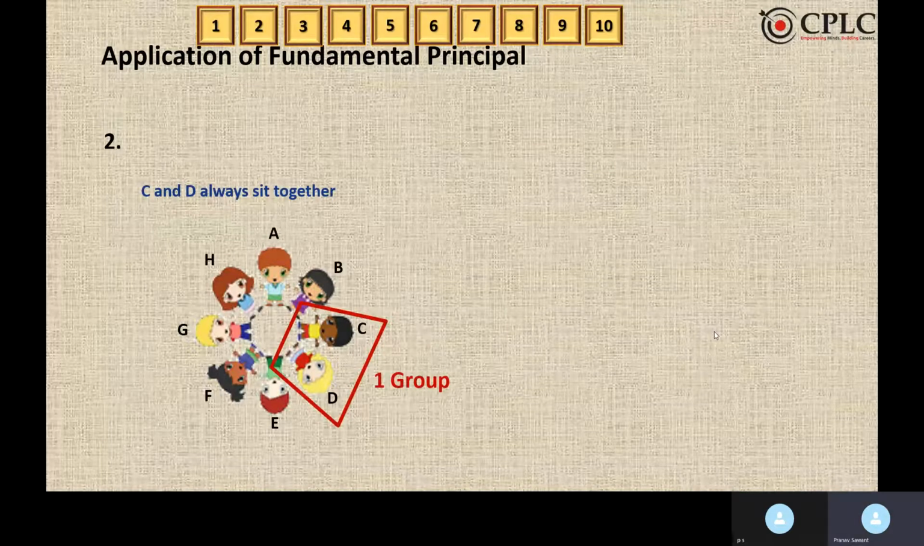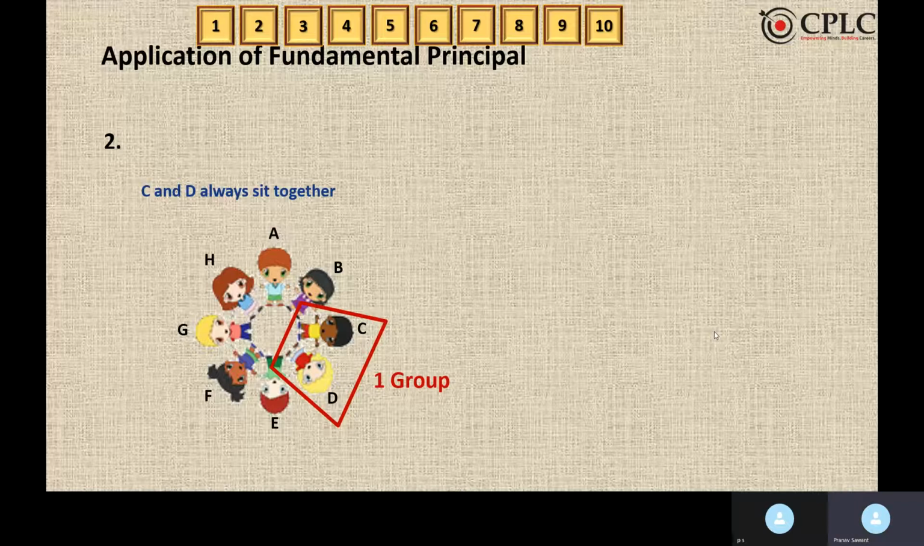So in such cases, we will assume the people sitting together as one entity. If we assume C and D as one entity, then how many total people will be sitting in a circular way? So it is going to be 7. Now we will make 7 people sit in a circular way. So in how many ways can they sit? For that, we'll make use of the formula, which is n minus 1 factorial. The value of n is 7. So it is going to be 7 minus 1 factorial, which is 6 factorial.